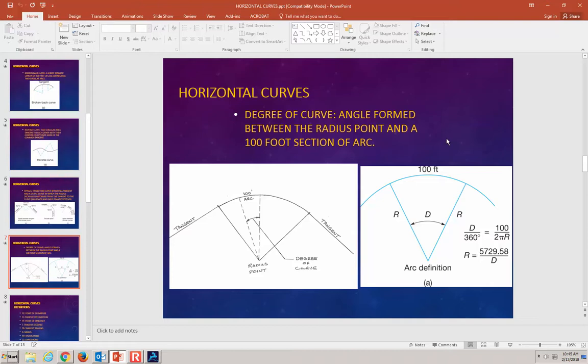The chord line would basically connect the PC to the PT, the point of curvature to the point of tangency. If it was 100 feet, that chord would be shorter than the actual arc distance. So the degree of curve is defined by 100 feet along the arc of the curve.